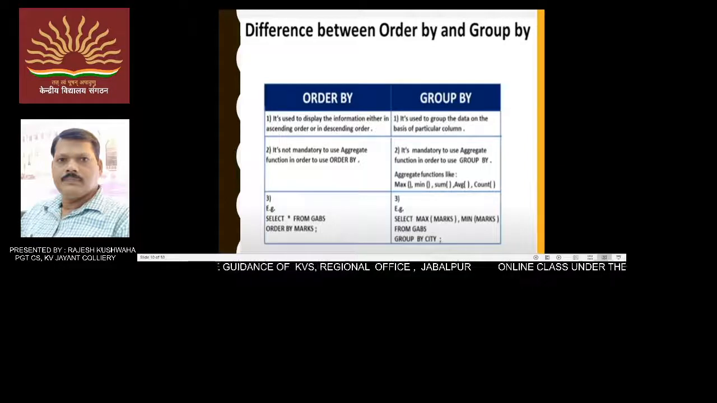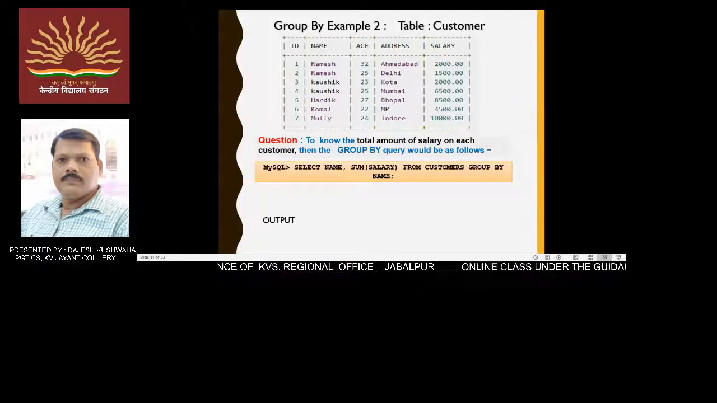Now let us see some more important topics. Before that, let us see one more example to demonstrate the working of the group by clause. Here is a question: a table named customer has columns ID, name, age, address and salary. Suppose I ask you to write a query to find the total amount of salary of each customer.